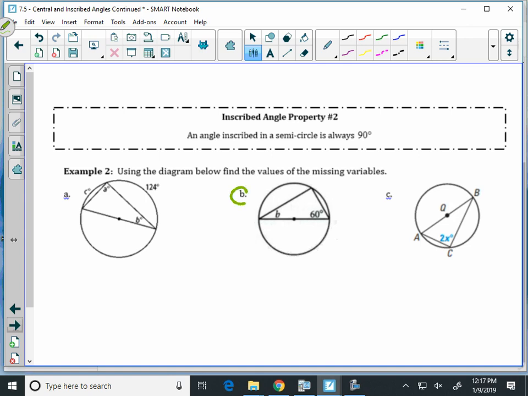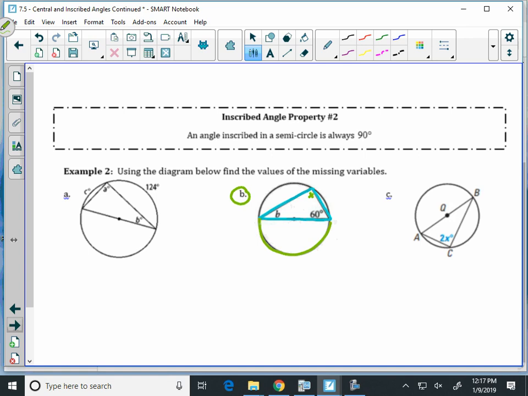So we take a look at B first. We want to find the value of B. We don't really know the arc, but I notice it's inside this triangle. So if we can figure out what this other angle is, we can easily find B. So when an angle is missing, we're going to find this angle right here. Go to the arc.